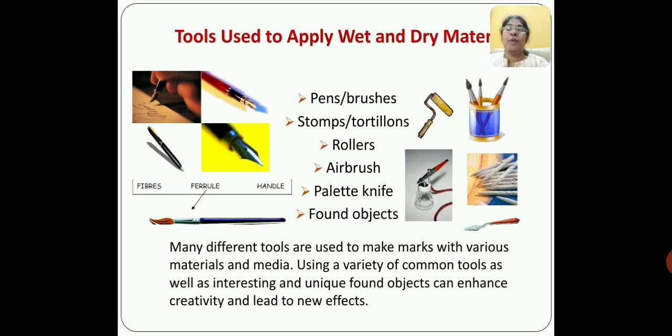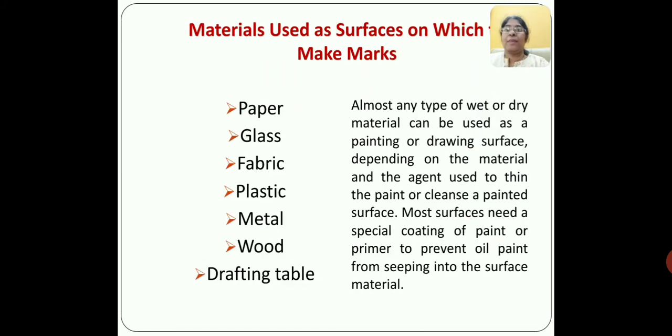You can use pens for painting the larger surface area. You can use brush, rollers or airbrush. When you want to give an etching effect or you want to texturize the paints, you can use the palette knife. And you have several other found objects, like you can even use spoons for texture. Several other found objects can also be used for painting.